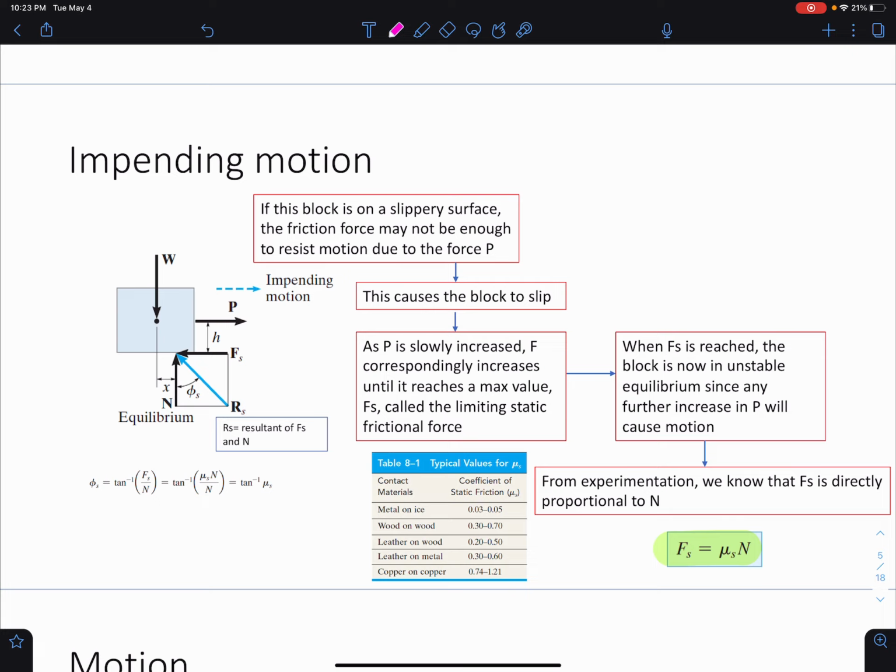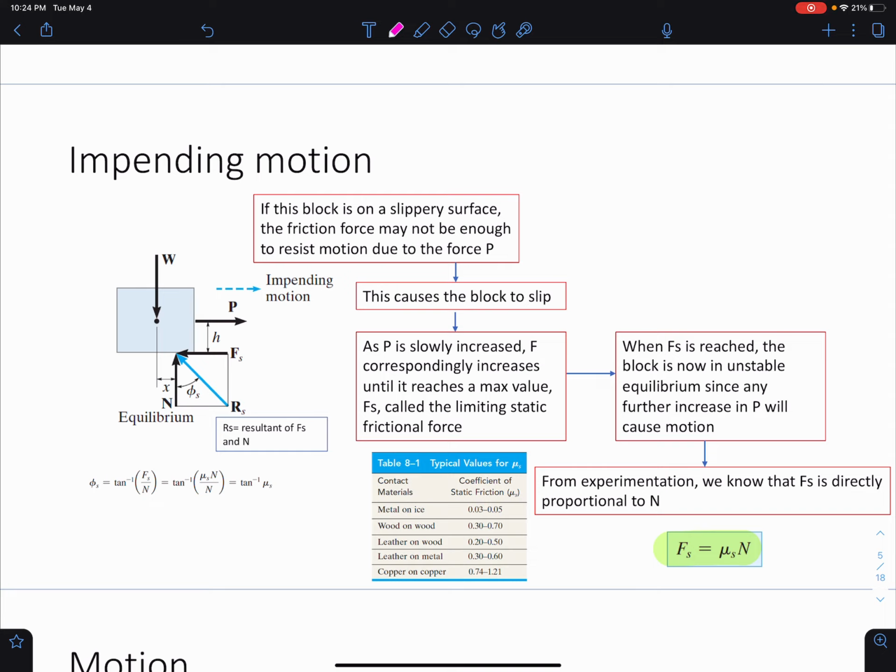You can think of pulling a cardboard box on an ice rink, right? There's not enough friction there. You just have to pull with a really light force P, and you'll be able to move this box pretty easily. This means the block is going to start slipping, and as we increase P, then F correspondingly increases until it reaches some max value Fs, which is the last possible value of the friction force before you move, okay?